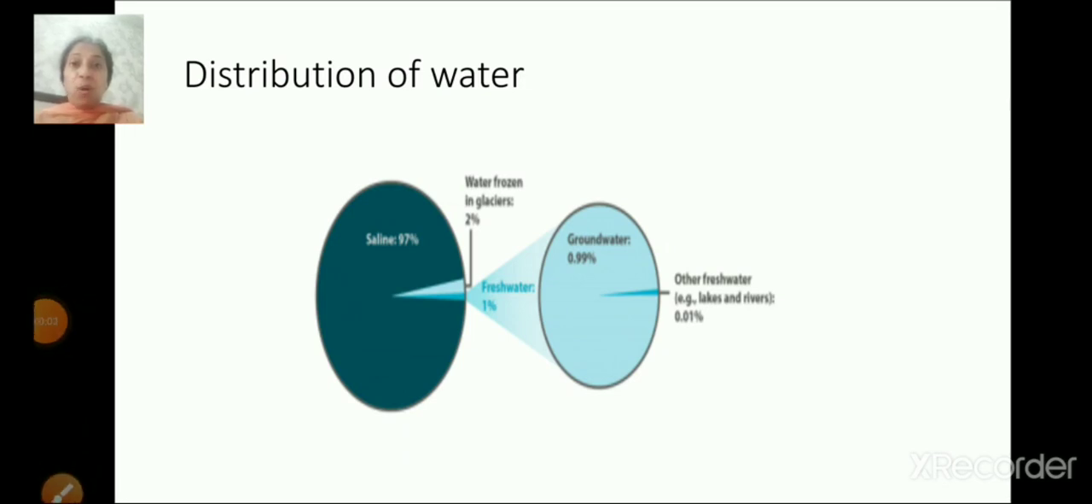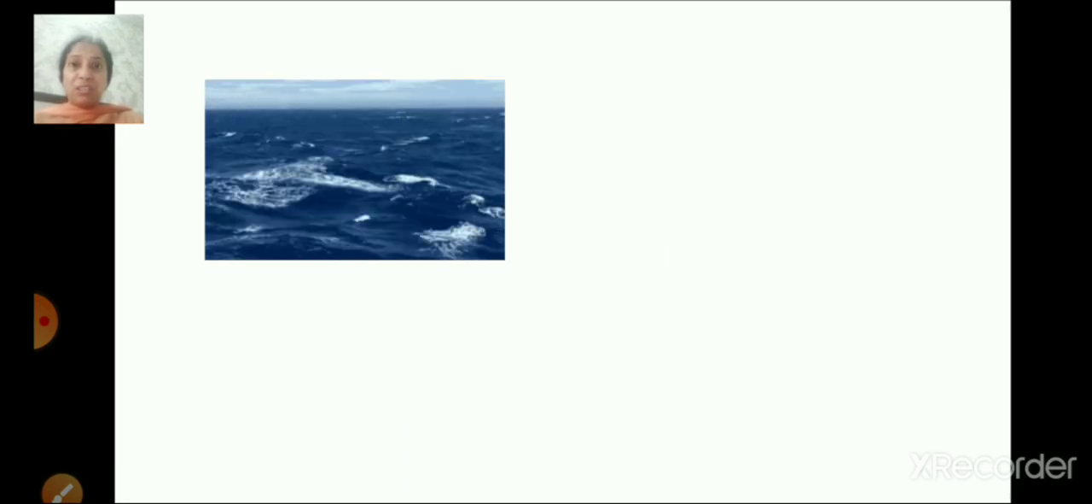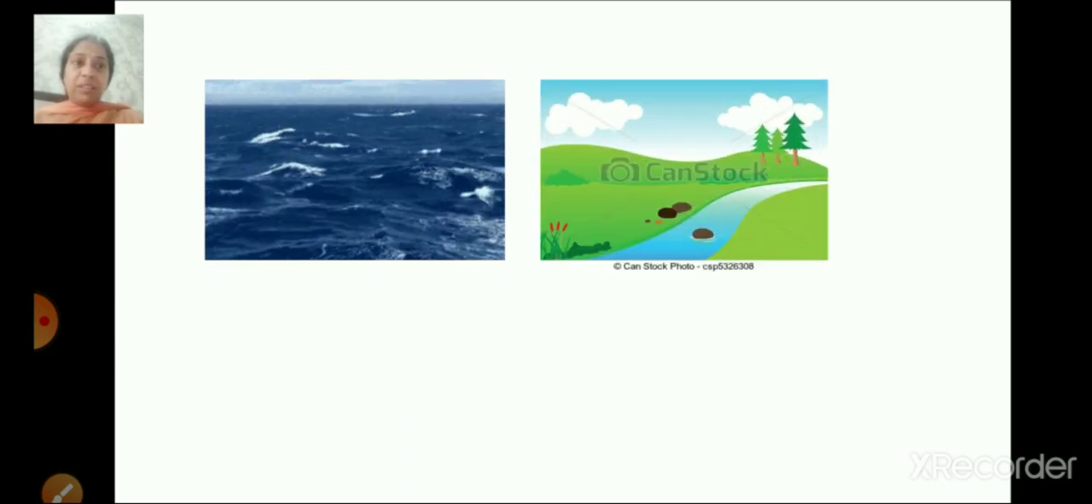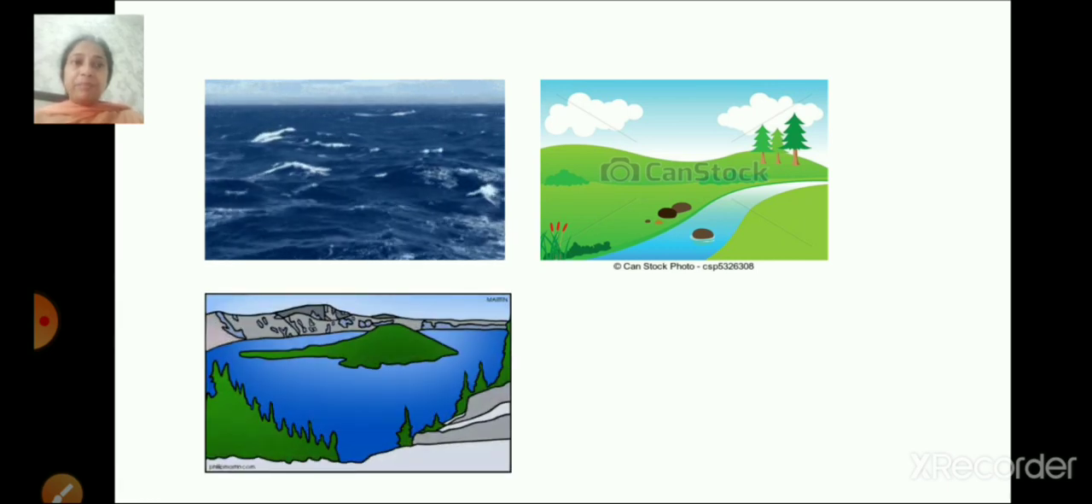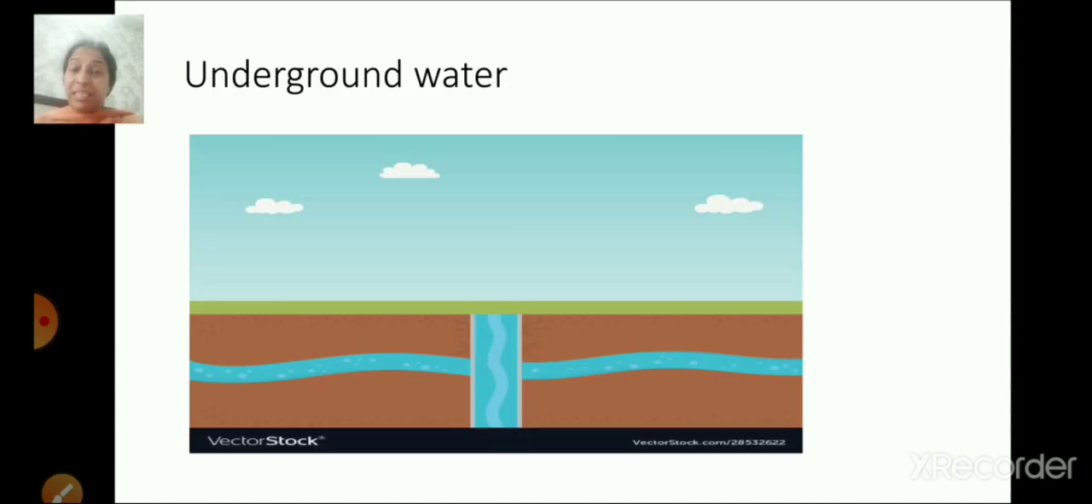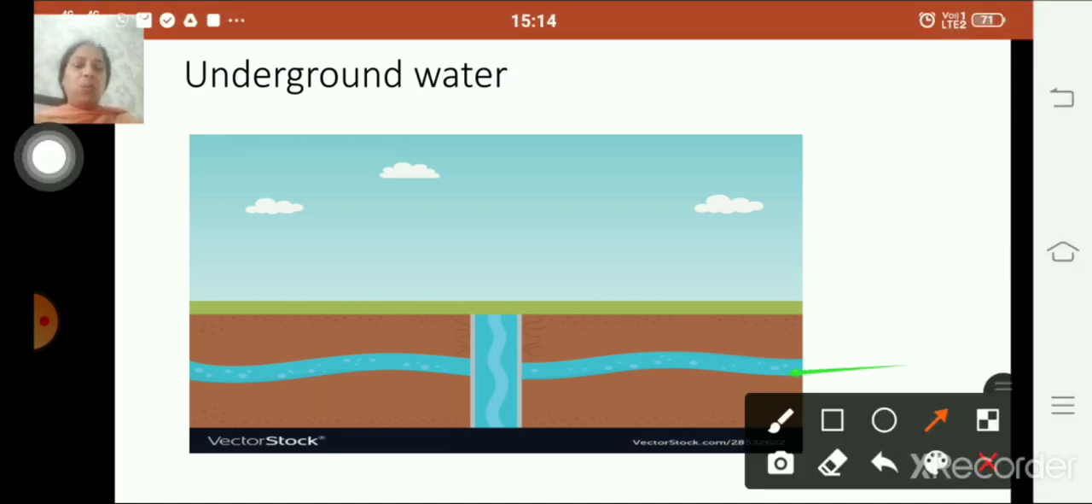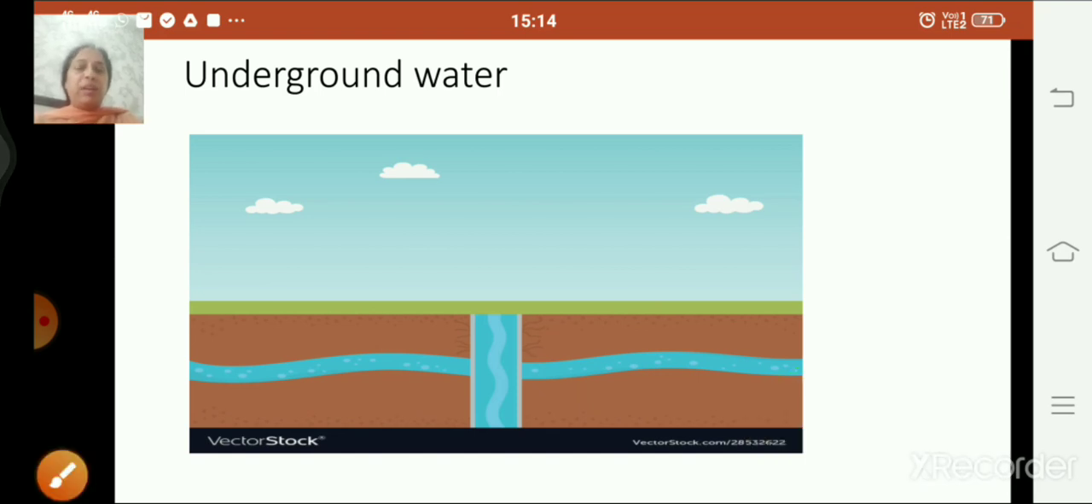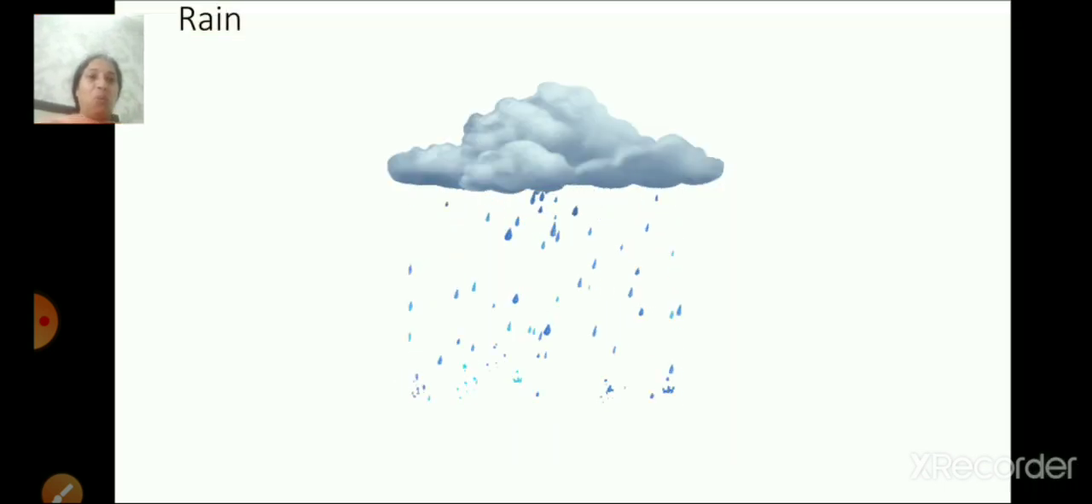About 3/4 of the earth's surface is covered with water. It is in oceans or seas, rivers, lakes and ponds. Water is also present under the earth's surface as underground water. Okay, so children, now tell me, from where do they get water? What is the main source of water? Just think and tell. Yes, rain is the main source of water.